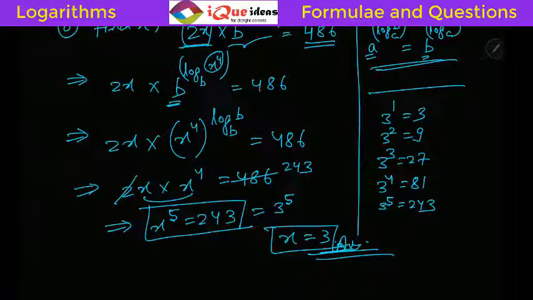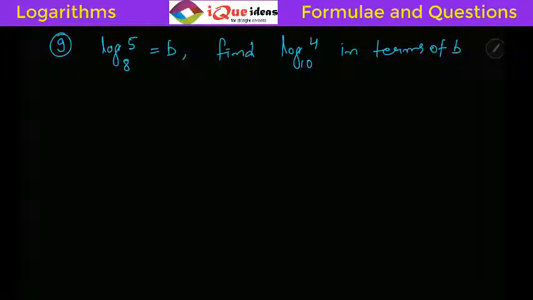Now let's go to the next question. Now this question says log 5 to the base 8 is given as b. Find log 4 to the base 10 in terms of b. Now this is one of the best questions, right? How? Let's see. In this, what we have to do is we have to break log 4 to the base 10 and somehow we have to bring it in the form of log 5 to the base 10, log 5 to the base 8. How do we do that?